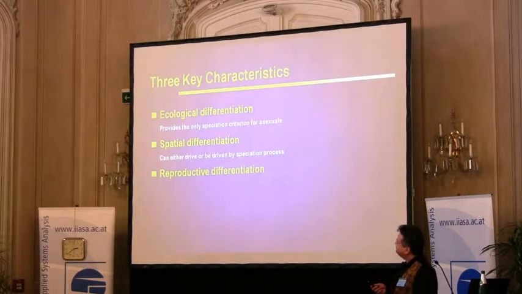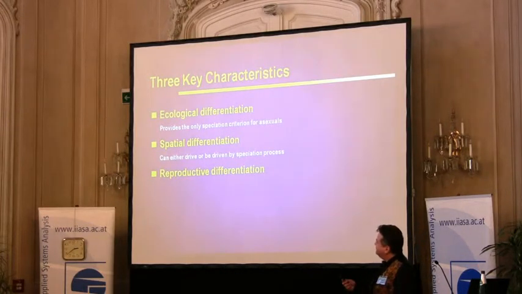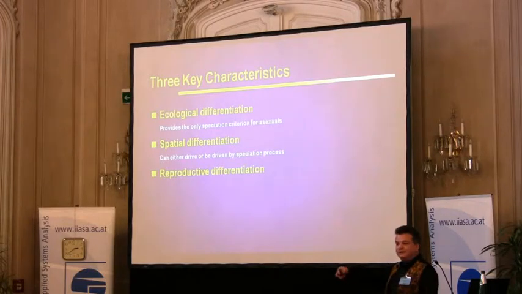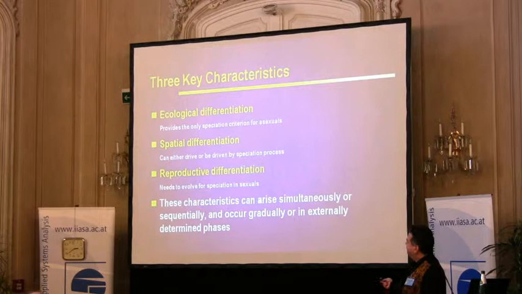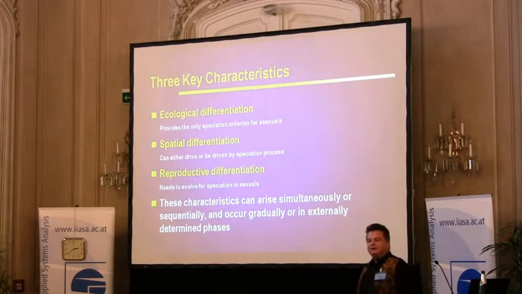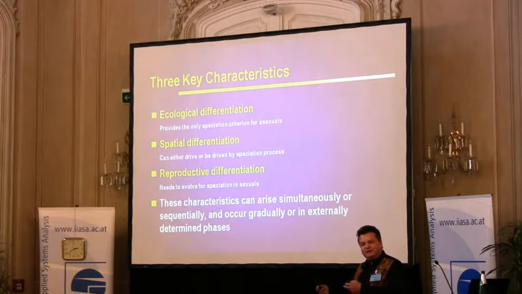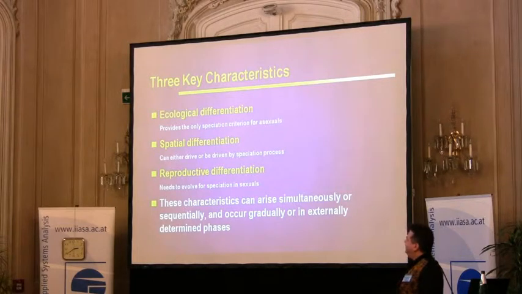I will come back to that. And obviously, central stage belongs to reproductive differentiation, which can lead to reproductive isolation or gradual reproductive isolation. And that needs to evolve for speciation in sexuals. So all these characteristics can arise simultaneously or sequentially and occur gradually or in externally determined phases. So it's really quite a complex picture where these three dimensions can unfold concurrently or in sequence, and where we have to take a gradual perspective instead of a binary perspective where this either happens or doesn't happen.